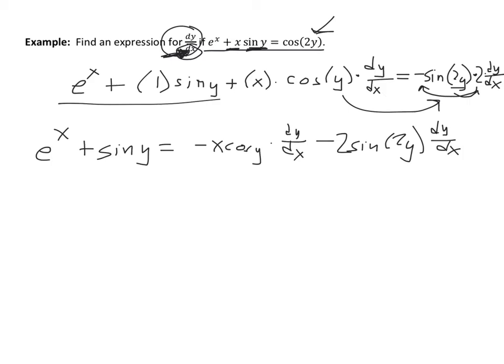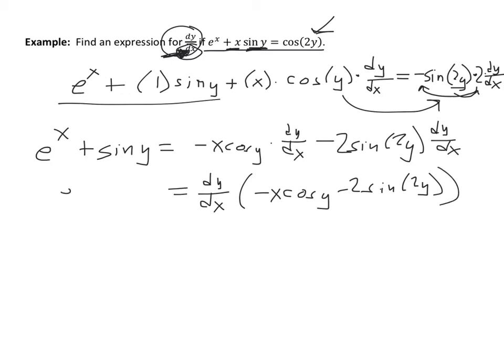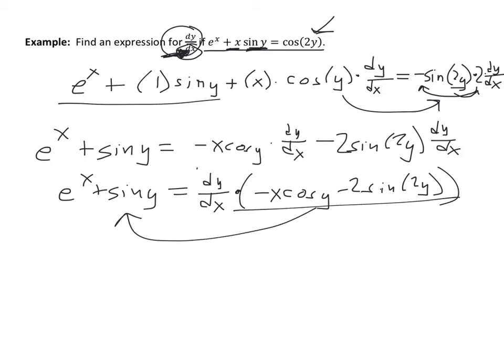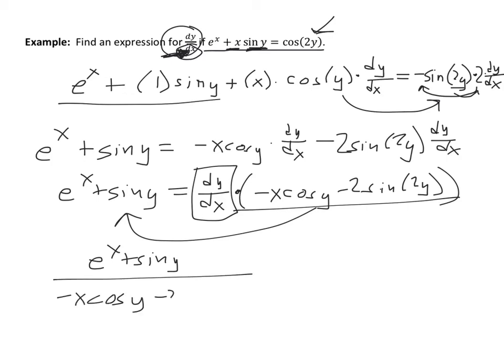Now that I've got this all over here, I can factor out that dy dx. When I factor it out, I'm left with just the negative x cosine y minus 2 sine 2y. And this is all equal to this left-hand side that's just kind of waiting. Last thing I need to do is divide all of this stuff over so that I can get my dy dx alone. Okay? This is going to give me e to the x plus sine y all over negative x cosine y minus 2 sine 2y.